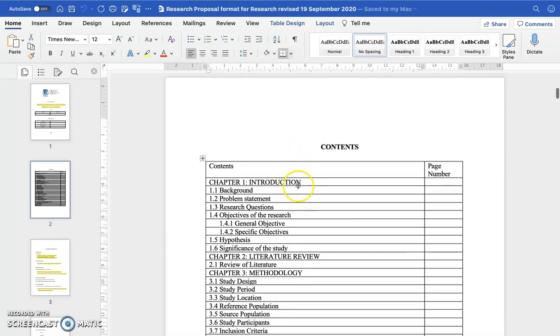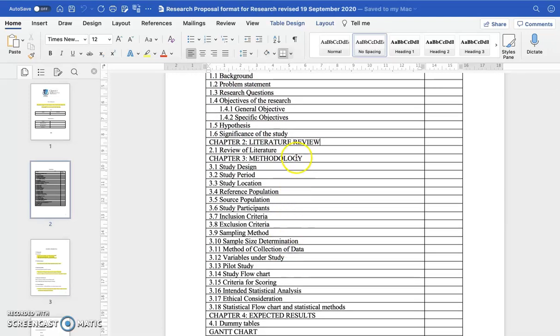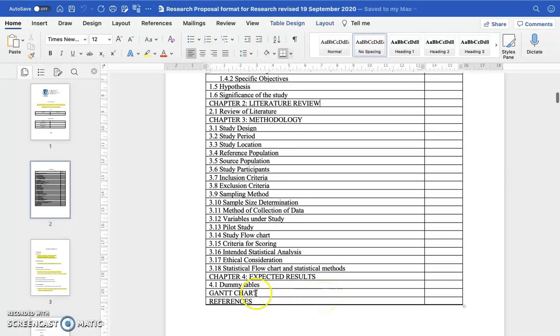I will repeat once again. Chapter 1 will be introduction. Chapter 2 will be literature review. Chapter 3 will be methodology. Chapter 4 will be expected results, followed by Gantt chart and references.